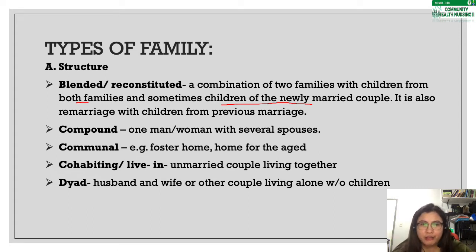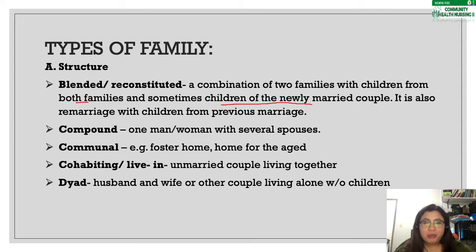A compound family structure is one man or one woman with several spouses. This is common in the Muslim community. In the Muslim community, the male, the father, is allowed to have two or more families. He can house his other family in one house together with his first family, or they can be a compound. It is common in Muslim communities. But for Catholics, it is not allowed. For Christians, it is not allowed. There should only be one.